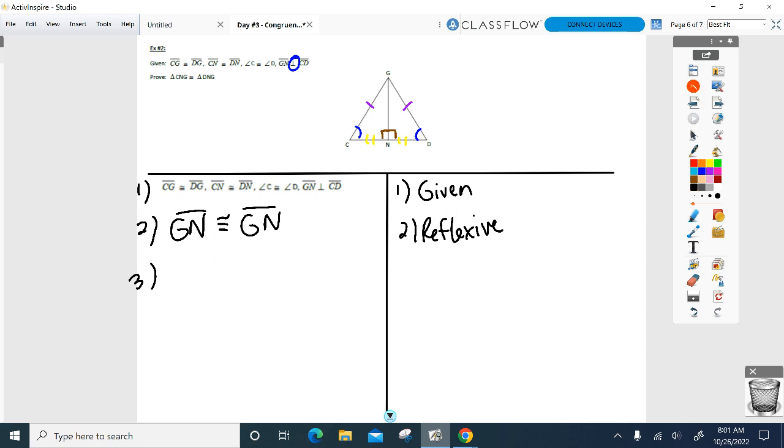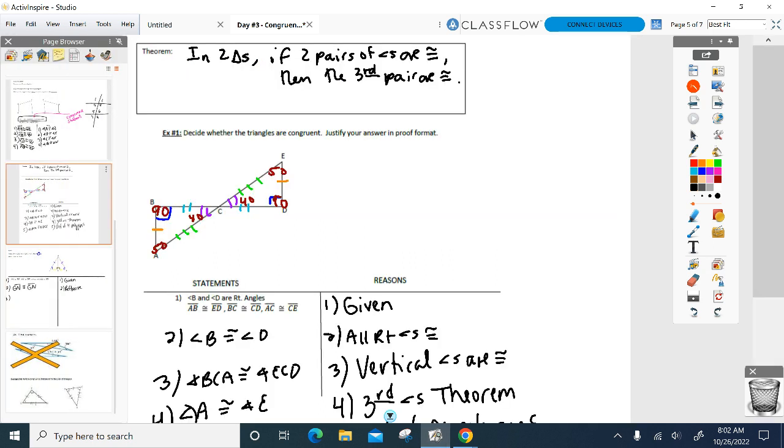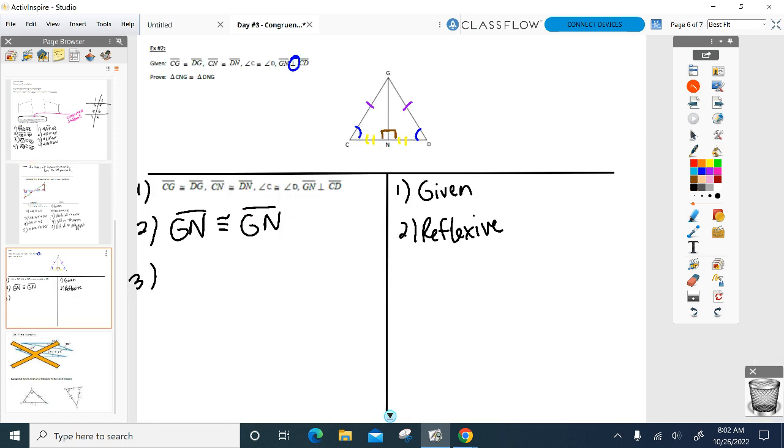But here, whoa, whoa, whoa. Not in step 3. Anybody know why we're not going to say they're congruent in step 3? I still need to do what, Spence? You got to tell me the right angles first, right? Hey, I didn't do that in the last proof because it was given to me. I didn't need to write it down. But if you were going to tell me right angles are congruent, you have to tell me the right angles first. So angle GNC and angle GND are right angles. You have to state that they're right angles before you tell me they're congruent.